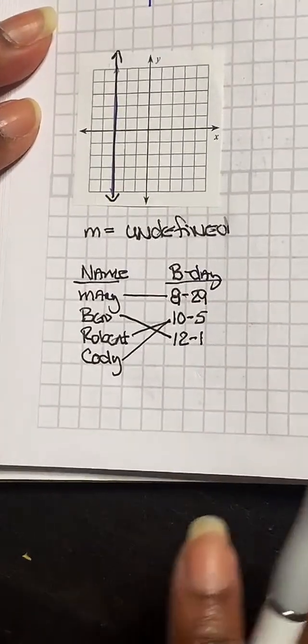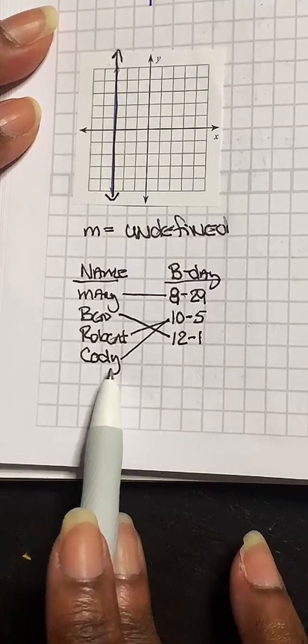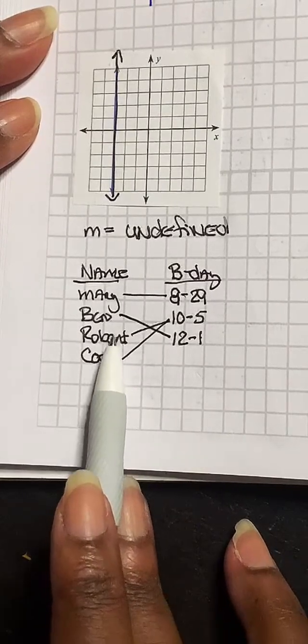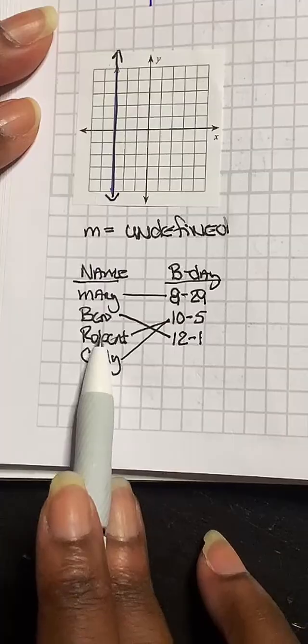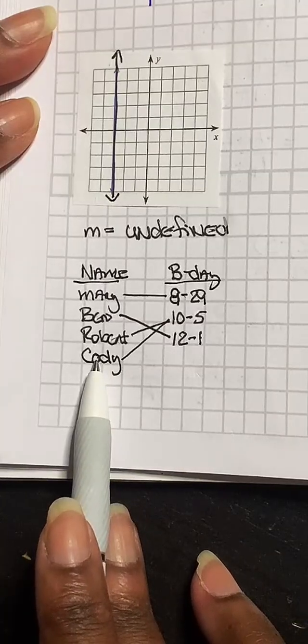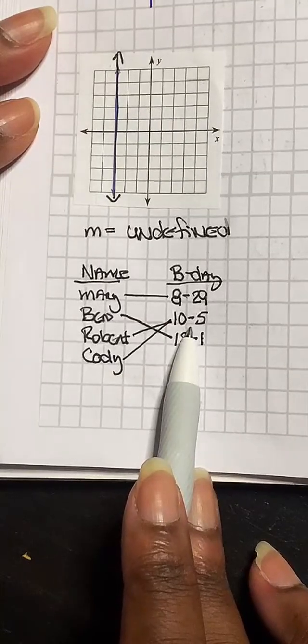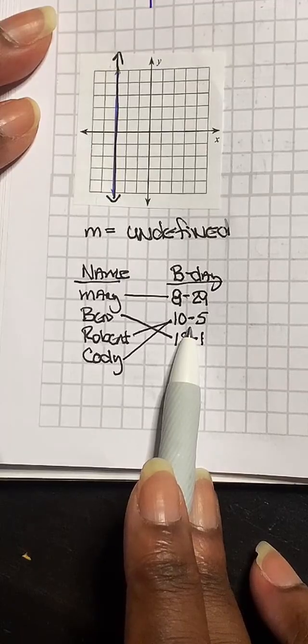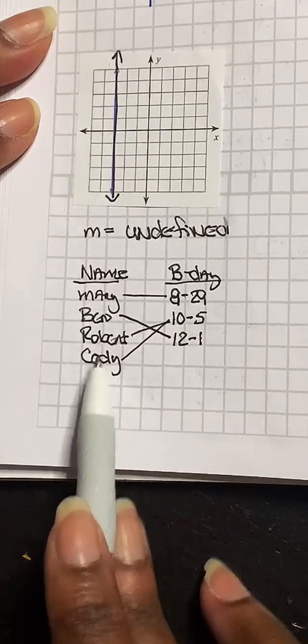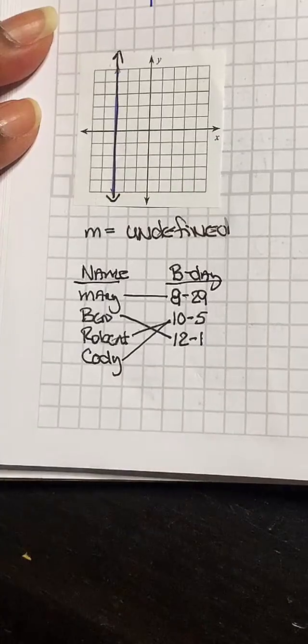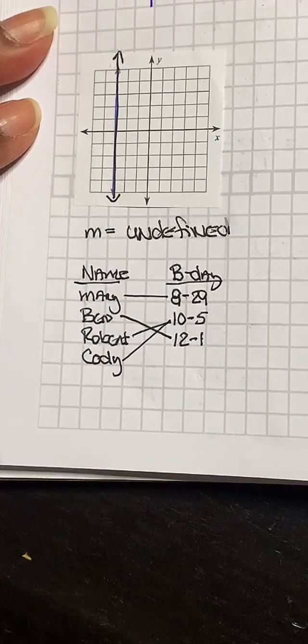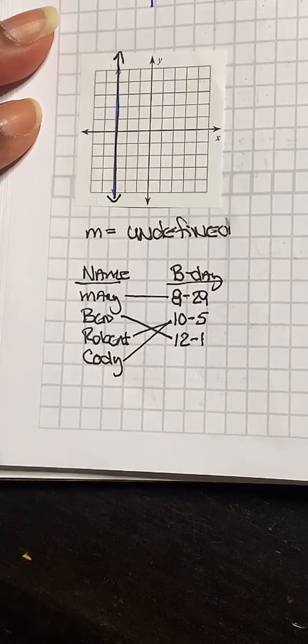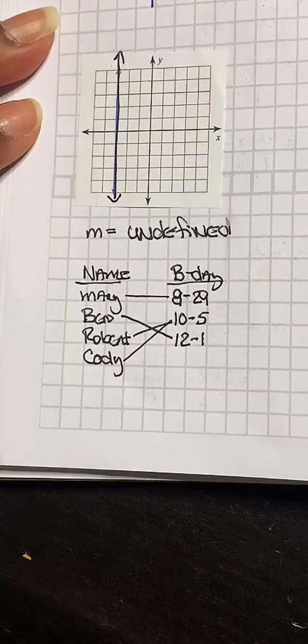Now, let's think logically. Is it possible for two people to have basically the same birthday? Is that logical? For two people to have the same birthday? Yes. Jasmine said yes. Michael is saying yes.